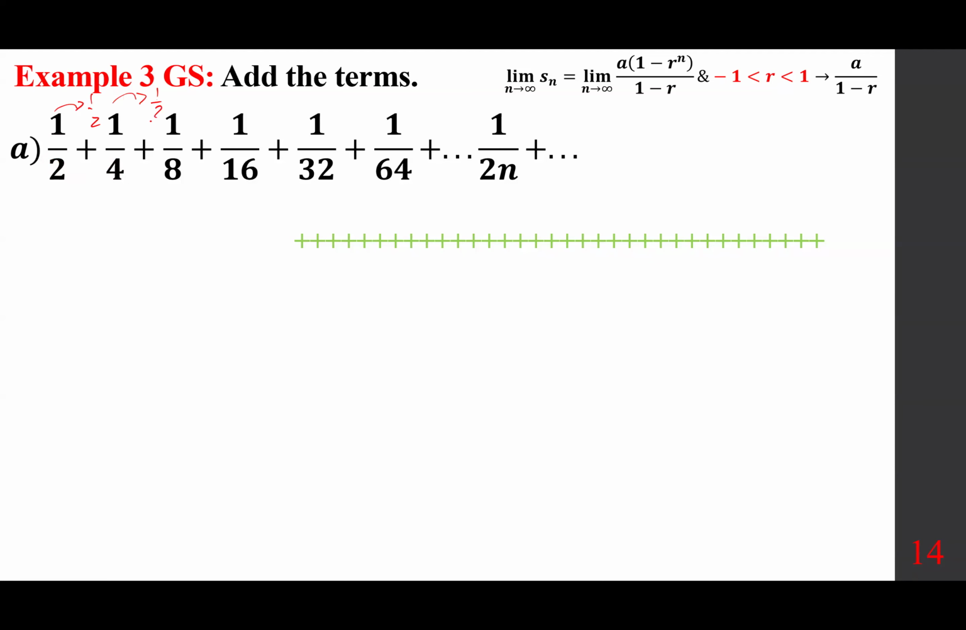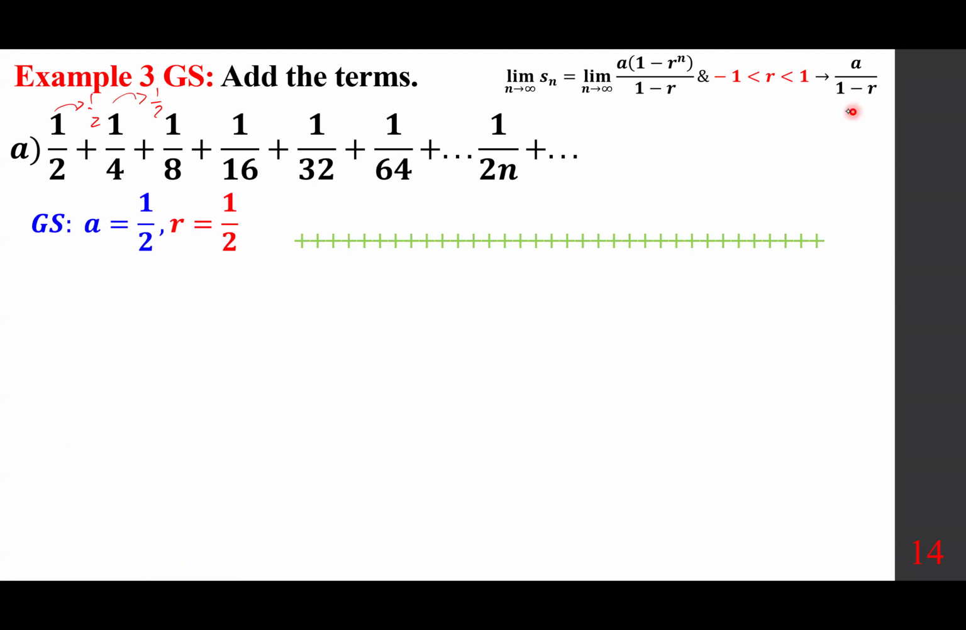By 1/2, you get 1 over 8, and so forth. That means not only a is 1/2, so is r. Now, it doesn't matter that it's 1/2. What matters is that r is between -1 and 1, or you can say between 0 and 1.